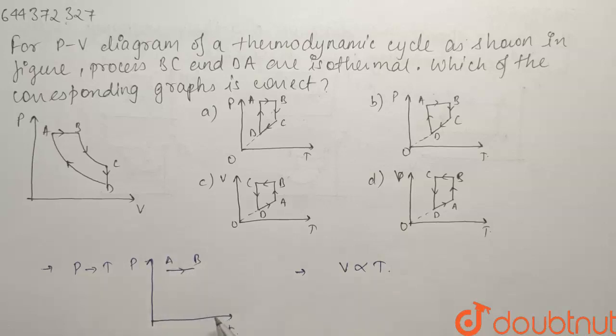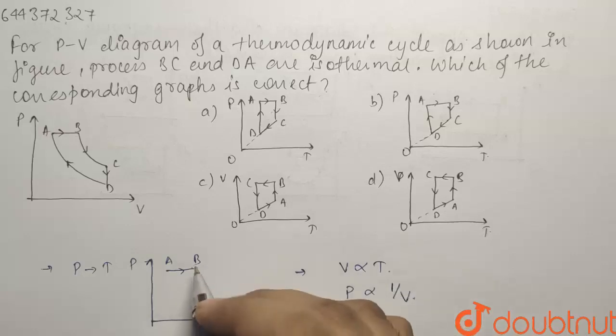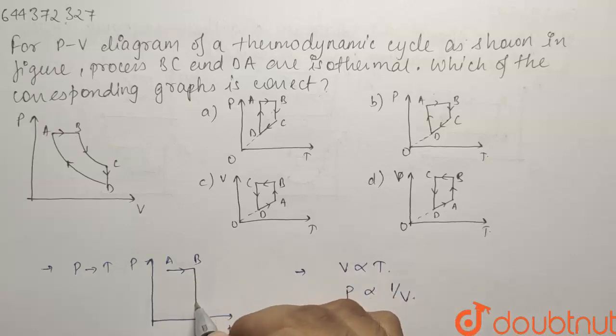Now if you talk about BC, what is BC? BC is isothermal. It has been given in the question, and the volume is again increasing, but in isothermal, temperature is constant, volume is increasing, so P is inversely proportional to volume from the ideal gas equation. So the pressure is going to decrease, so it will be something like this. So this point will become C.